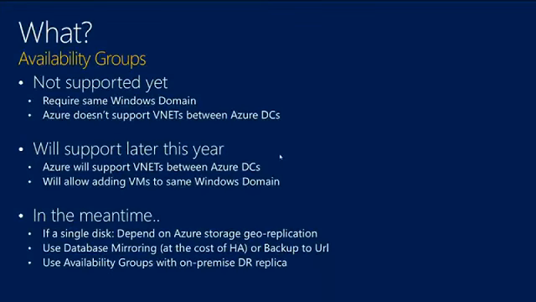We don't support availability groups yet. We're working hard on this. The reason is that for availability groups, we need these VMs in the different Azure data centers to be able to be part of the same Windows domain. So we're going to support this later this year. In the meantime, if you want to have your SQL Server disaster recovery solution in place in Windows Azure, you have different options. The first one is if you're using a single disk, then just take a dependency on Azure Storage geo-replication, right?